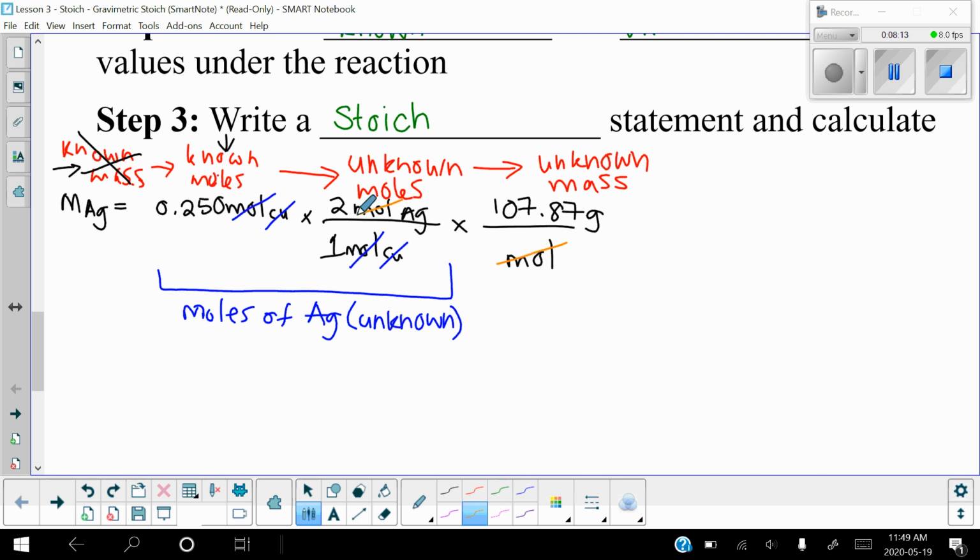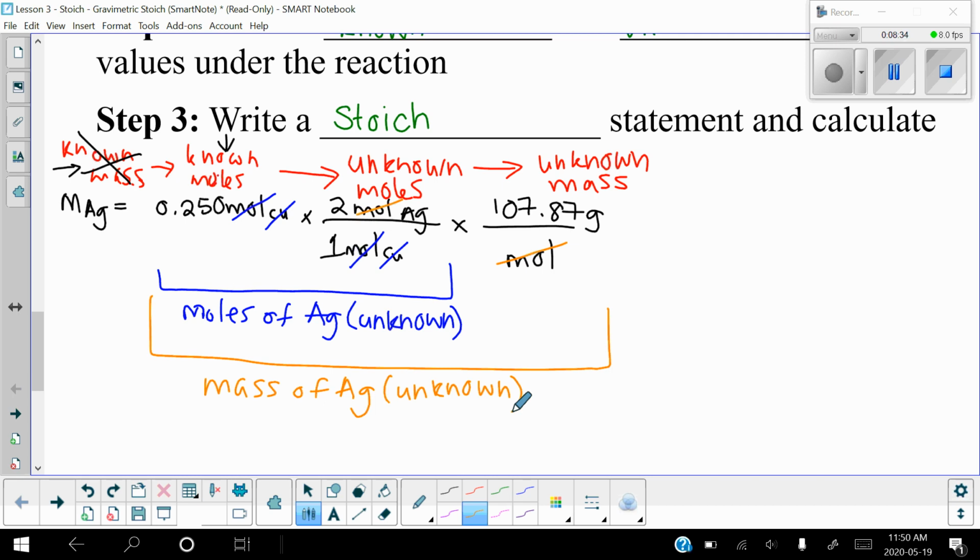Mole cancels out with moles. And now from here to here, I have mass of silver, which is my unknown. Okay, so sometimes it may ask you to find mass of your unknown, might ask you to find moles of your unknown. Once I plug this all into my calculator, I get an answer of 53.9 grams of silver. There is my final answer.